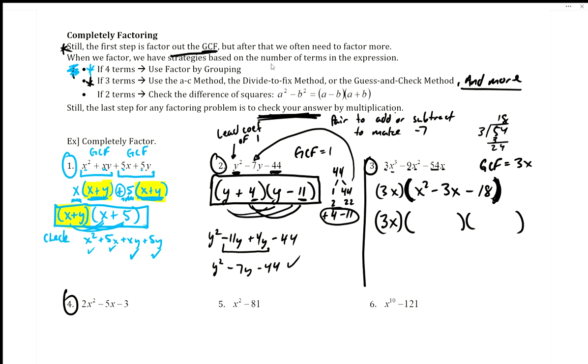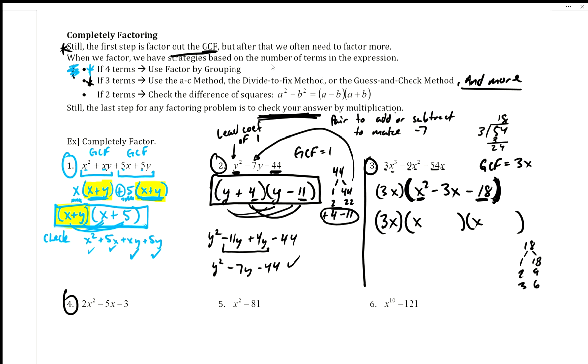I'm just setting up parentheses, and I'm thinking, well, again, first, what times what gives me x squared? Well, I know x and x give me x squared, so I can put those right away. And then I'm looking at 18, and I'm thinking, what times what is 18? Again, I can make a factor tree if I need it. So 1 and 18, 2 and 9, 3 and 6. And then I can just start to plug in and guess and check.